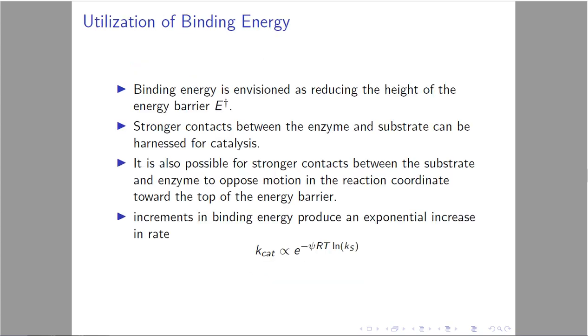Okay, so next, in our chemistry we know that when we add the enzyme, hopefully we can lower the binding energy or the activation energy. Here the binding energy is mentioned as reducing the height of the energy barrier, so we can reduce the energy barrier. Stronger contact between the enzyme and substrate can be harnessed for catalysis, and it is also possible to use stronger contact between the substrate and enzyme to oppose motion in the direction of the coordinate toward the top of the energy barrier.